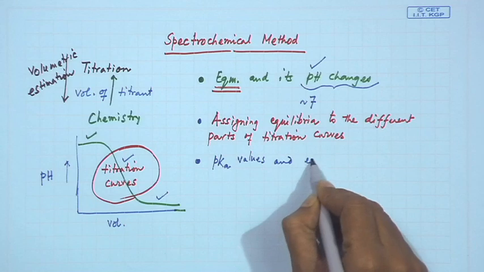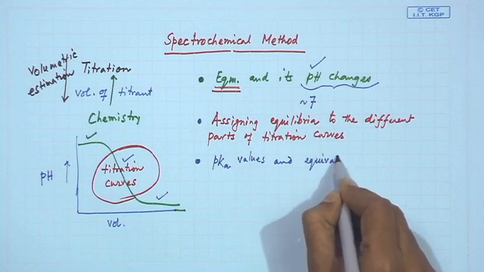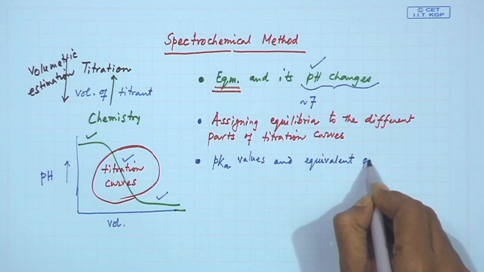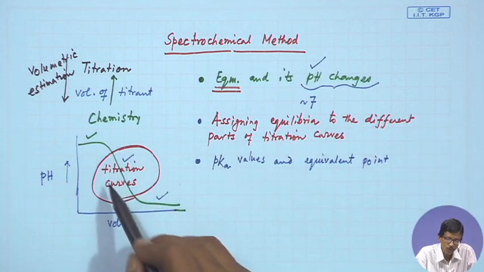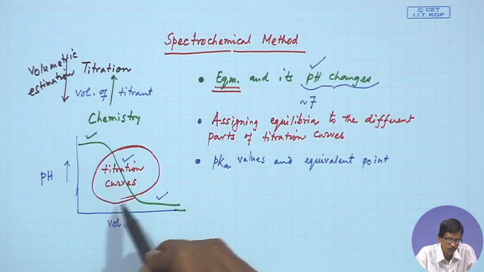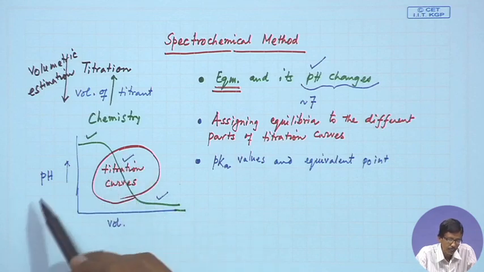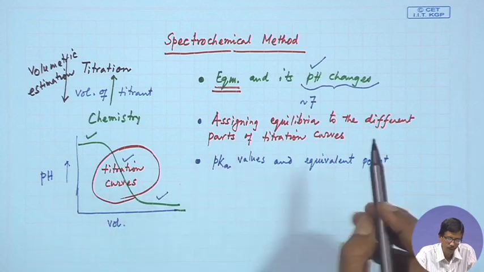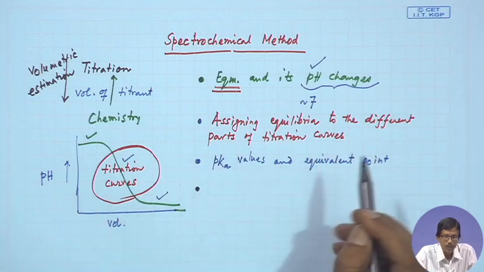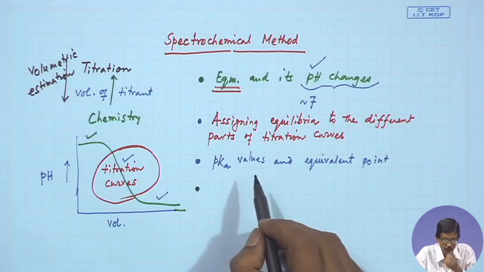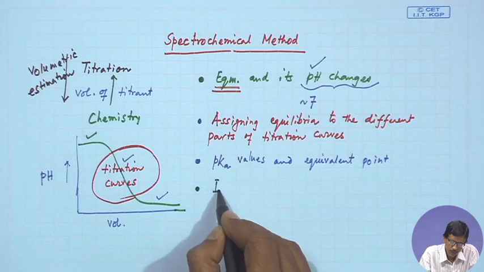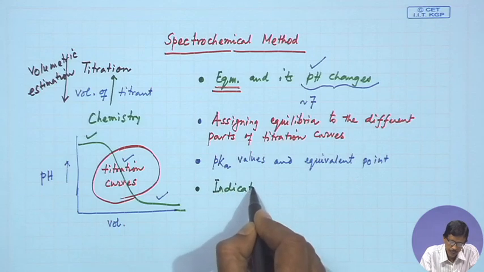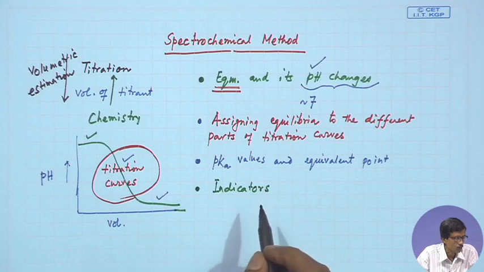and equivalent points. That means, if we get this particular titration curve, you see where your equivalent point is and how this particular pK value can be there depending upon its corresponding change in the pH value. So, in this fashion, in terms of the corresponding pK values, we can find out the use of indicators for this sort of titration.